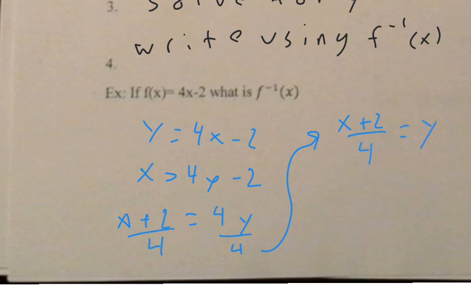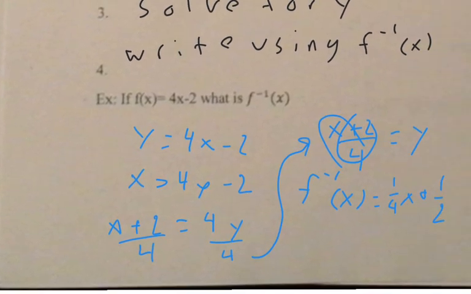equals y. And now we write using our inverse notation, f inverse of x equals, and we can reduce here, so I'm going to write 1/4 x plus 1/2. You can write it as x over 4 plus 1/2, whichever way you're comfortable with, but this right here is our inverse function. Alright, flip it over to the back.